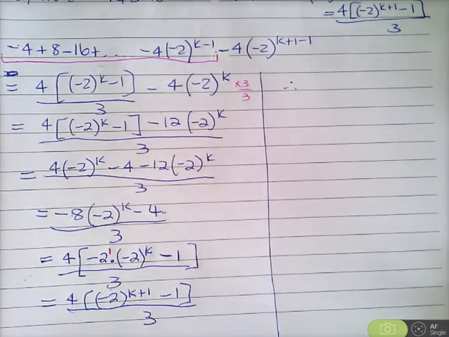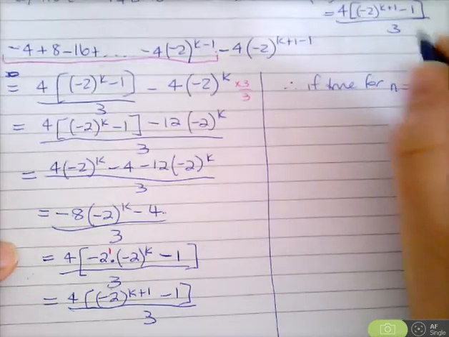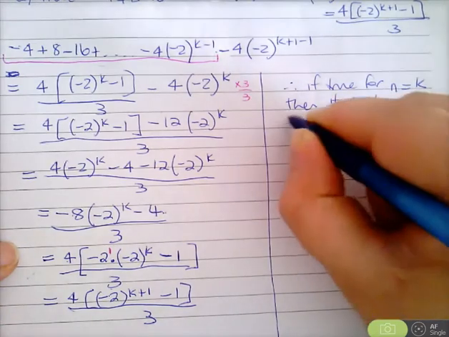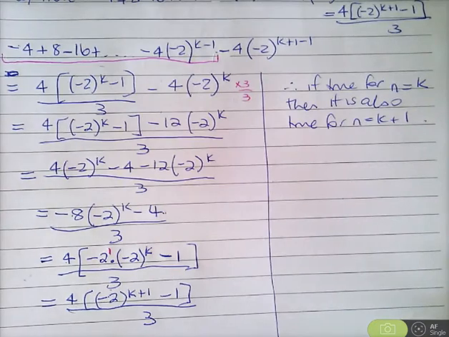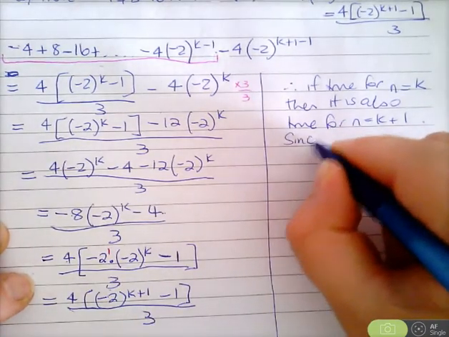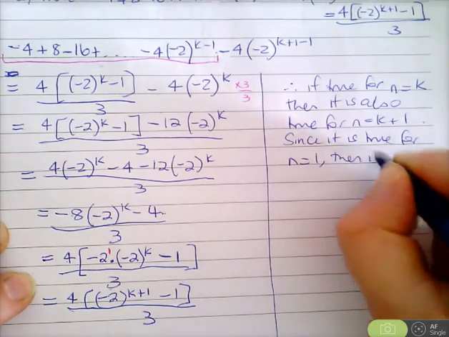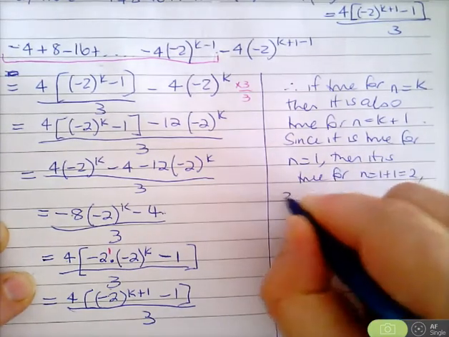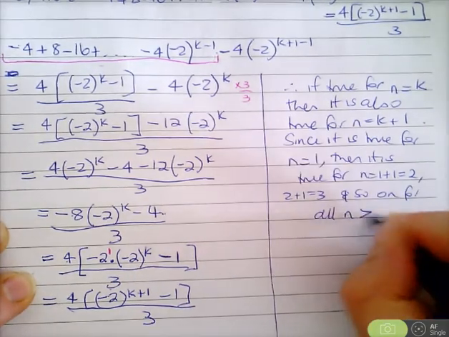Who wants to call out the conclusion? You start off with: if it's true for n equals k, then it's true for n equals k plus 1. Since it is true for n equals 1, then it is true for n equals 1 plus 1, which is 2, 2 plus 1, which is 3, and so on, for all n greater than or equal to 1.